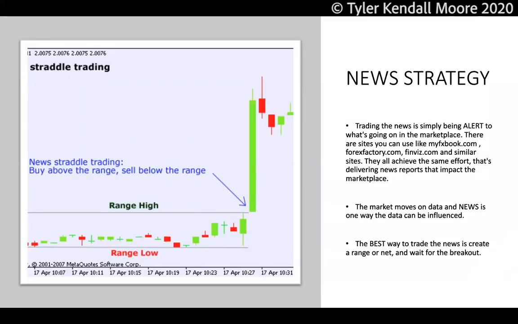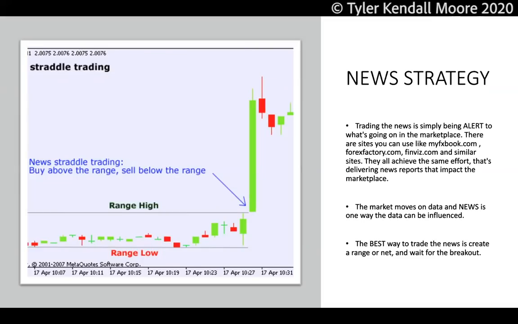Okay, so there's a few ways to play the news. You can either have buy stops and sell stops. That's like the set in the net, you know what I'm saying? Or they call it a straddle trade, and you buy above the range or sell below the range. You see range high right there, and range low right there. Once again, just a picture right off Google. This is simple stuff. All you gotta do is understand the information, and, you know, information changes the situation.